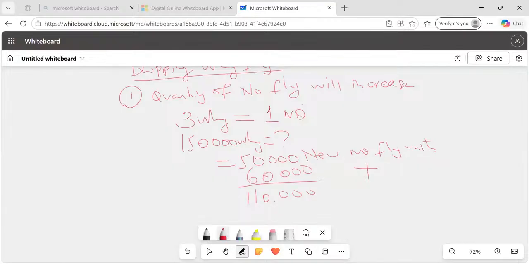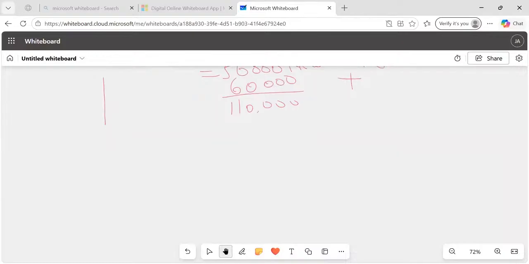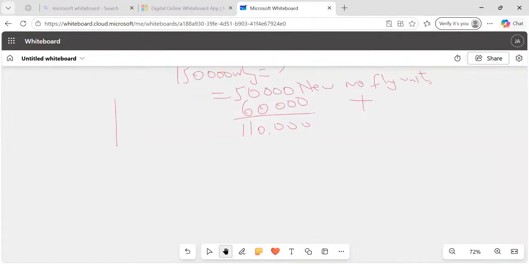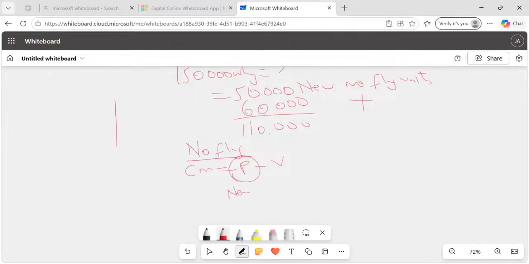All right. Another student has been able to ask this question. Yeah, you see, we have this no-fly. They have told us the price is going to change. If price changes, CM changes, because to get CM, we normally take P minus V. But now you have to be very careful. This is the new price which I use, but you see, variable cost is the old. They're not telling us that variable cost is changing as well. That is the biggest mistake that so many students make.